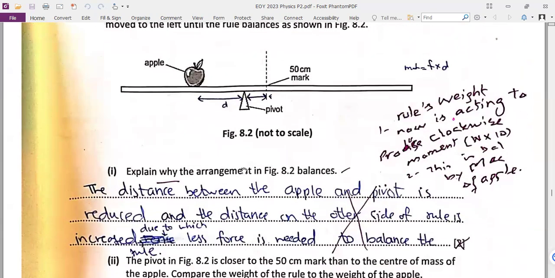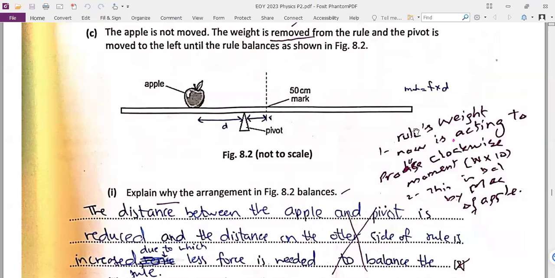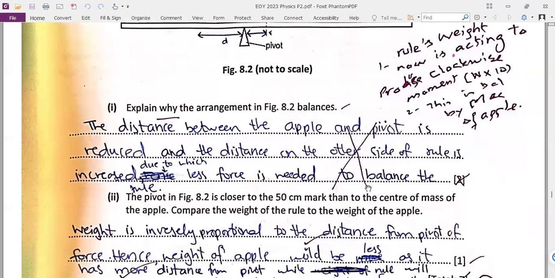The apple is removed, the weight is removed. Why does the arrangement balance? Because you have moved this, that means now you have the weight of the rule acting as the force producing a clockwise moment. This will balance this. Okay, so the explanation by the student was wrong. Look, the rule's weight is acting as a clockwise moment. This is okay.